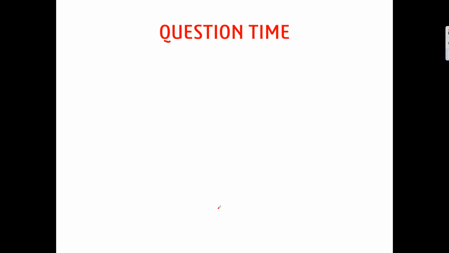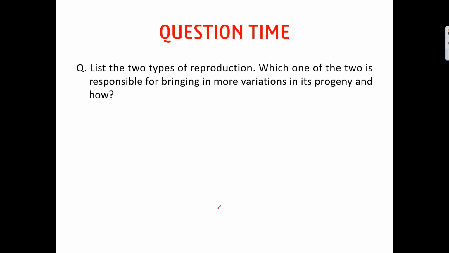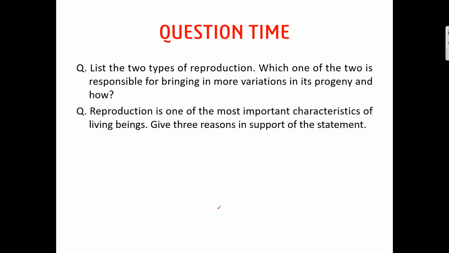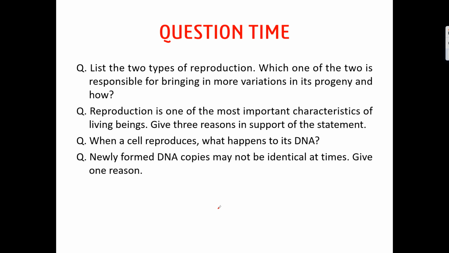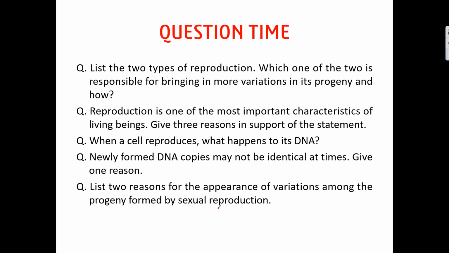Now let us look at a few questions. List out two types of reproduction. Which one of the two is responsible for bringing in more variations in its progeny and how? Reproduction is one of the important characteristic features of living beings. Give 3 reasons in support of the statement. When a cell reproduces, what happens to its DNA? Newly formed DNA copies may not be identical at times. Give 1 reason. List 2 reasons for the appearance of variations among the progeny.